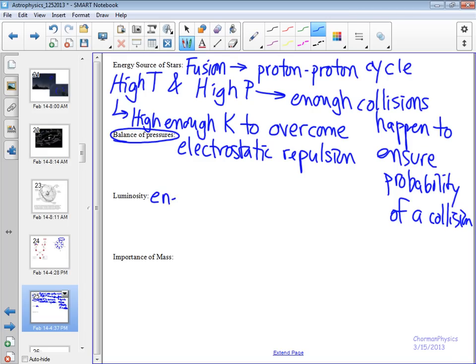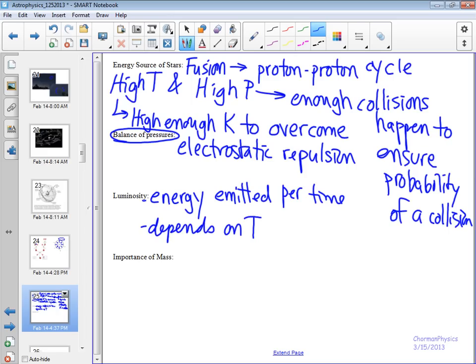So what ends up happening, all right, you have a lot of energy emitted, and the energy that we emit per time, instead of calling it the power of a star, we call it the luminosity, all right? And so the luminosity is just the energy emitted per time by a star. Okay? And the two things that it depends on, based on the Stefan-Boltzmann law, right, is the temperature of that star and the surface area. Okay?